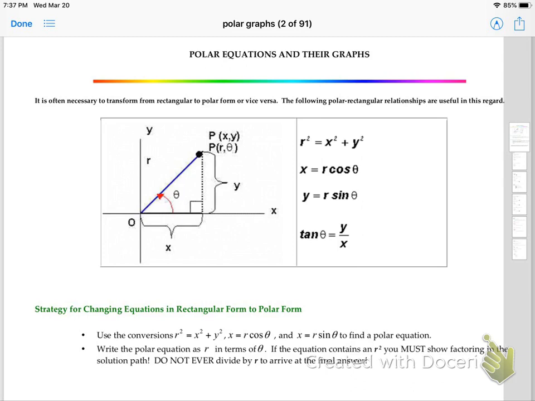I see something highlighted here, which I've never seen written explicitly before. Do not ever divide by r to arrive at the final answer. I'd like you to think about why you cannot do that and come prepared to respond to why you cannot do that.